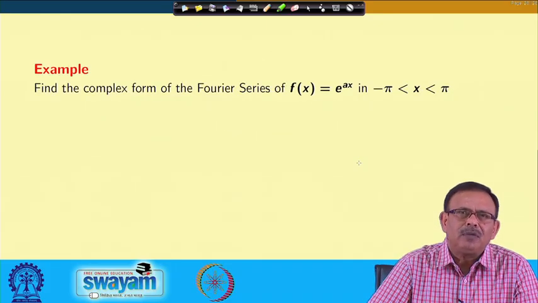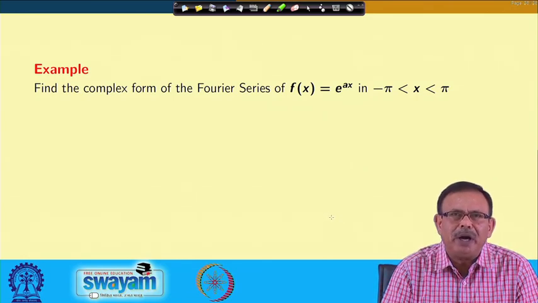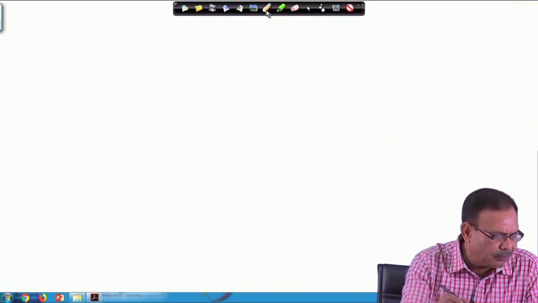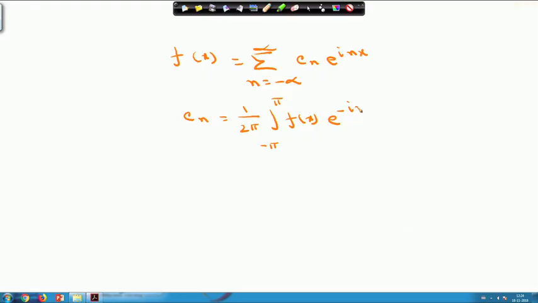Let us take one more function: the complex Fourier series of the function e^(ax), where x is defined in the interval −π to π. Let us see that. Again proceeding as earlier, f(x) is the summation from n equals minus infinity to infinity of C_n e^(i n x), where C_n is nothing but 1/(2π) ∫ from −π to π of f(x) e^(−i n x) dx. Here f(x) is equal to e^(ax), so substituting, I will obtain the integral from −π to π of e^(ax) e^(−i n x) dx.